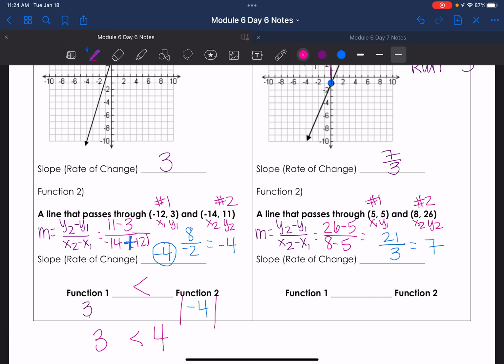So looking at those two, it should be pretty obvious that 7 is greater than 7/3. So that is our final answer.